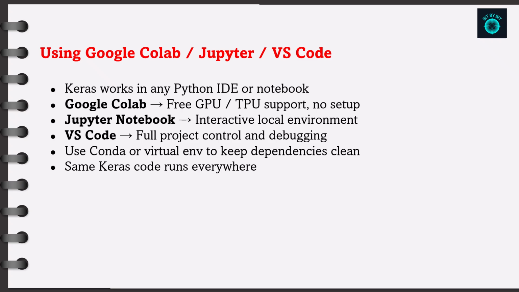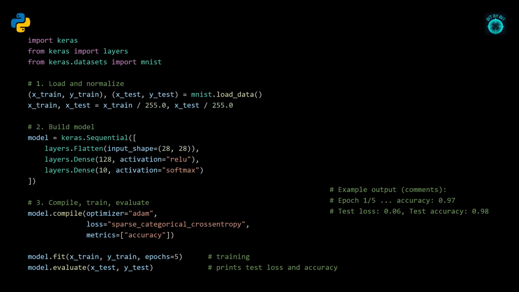No matter which environment you choose, your Keras code will run exactly the same. In this small project, we will train a small neural network on the MNIST digit dataset. MNIST has 28 by 28 grayscale images of digits 0 to 9. We load the data from Keras, normalize pixel values, and build a short model.